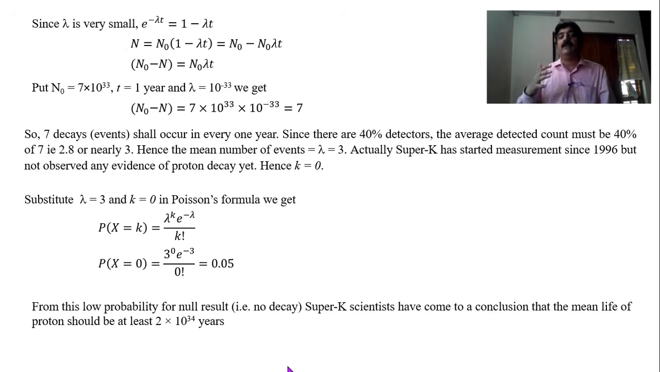Maybe after 10 more years, maybe after 20 more years, suppose they don't detect the proton decay even after 50 years. Then also they will not say protons never decay. They will change the time, and say the life is not 10 power 33, not 10 power 34, still higher than 10 power 34.